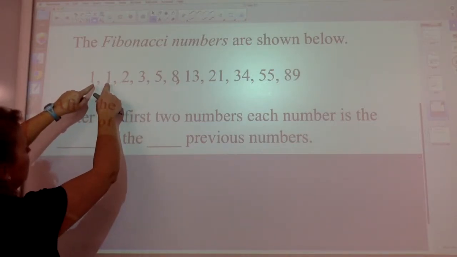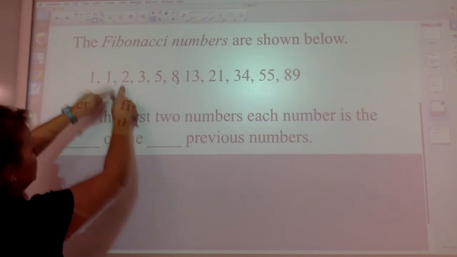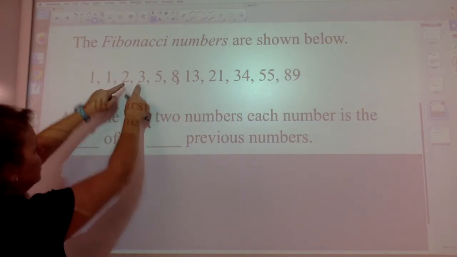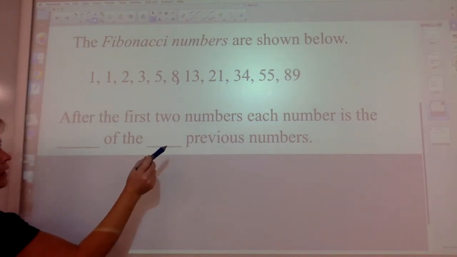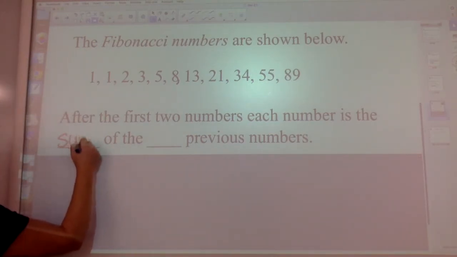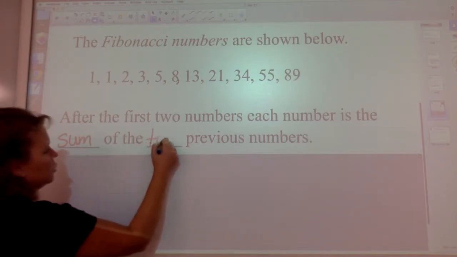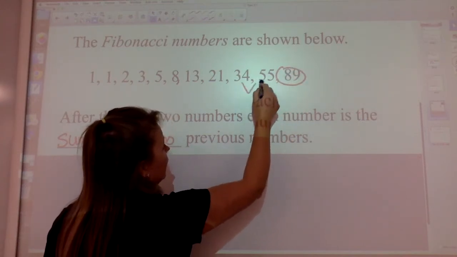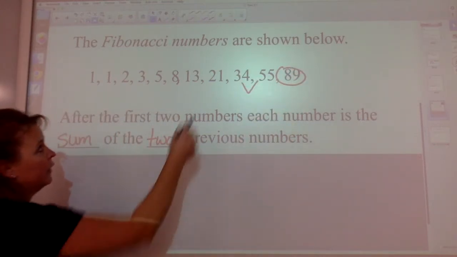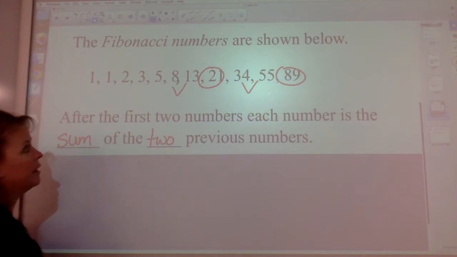this 2, came from 1 plus 1. This 3 came from 1 plus 2. This 5 came from 2 plus 3. This 8 came from 3 plus 5. How are we going to fill in the blank? Each number is the sum of the 2 previous numbers. If I look at this number 89, it's 34 plus 55. If I look at the number 21, it's 8 plus 13.